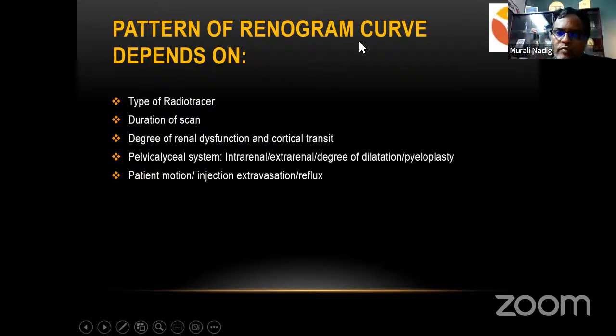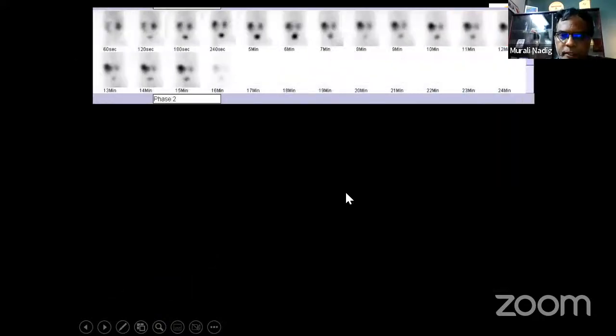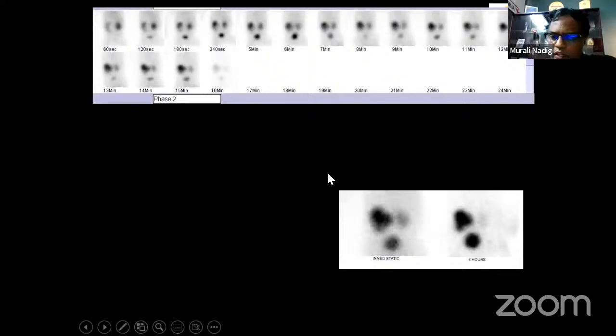So the curve depends upon the type of radiotracer, duration of the scan, degree of renal function, cortical transit, what type of pelvicalyceal system you have, whether it is intrarenal, extrarenal, or the degree of dilatation, whether it's a post-pyeloplasty with a redundant collecting system. All these factors govern. Even patient motion, and if there is any injection extravasation, or if reflux is happening, the renogram curve gets affected. So now a few classical examples. As I said, you make a mental picture by seeing the images.